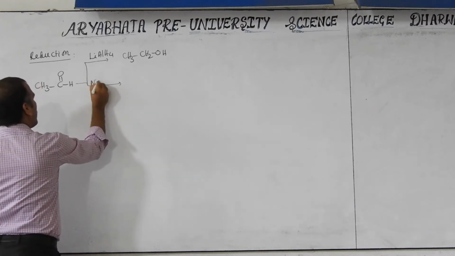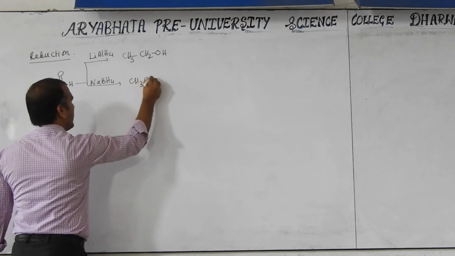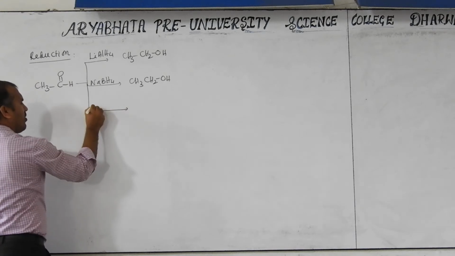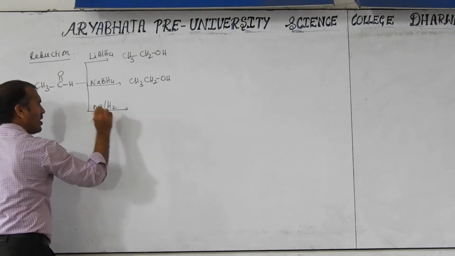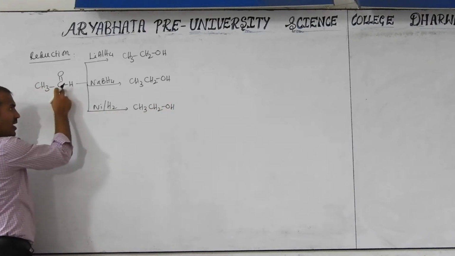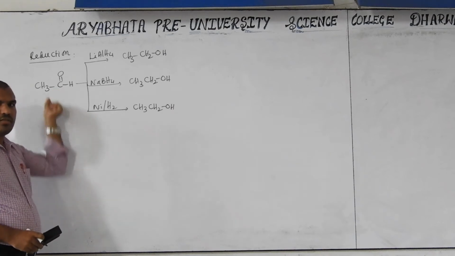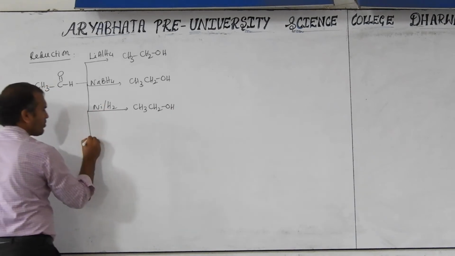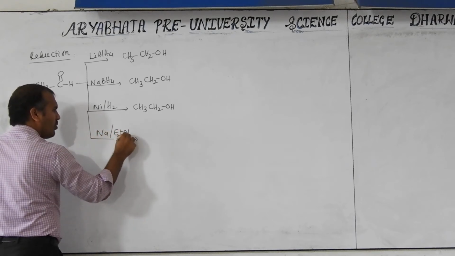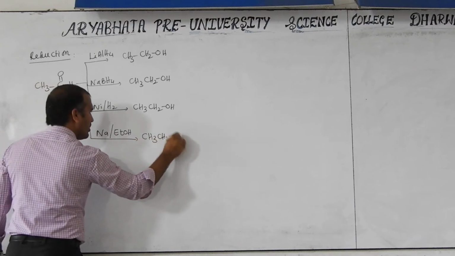If you take sodium borohydride, it again forms the same alcohol, CH3, CH2OH. Next, nickel and hydrogen also form CH3, CH2OH. There is no need to write the same reaction again. Next, sodium in ethyl alcohol. EtOH means ethyl alcohol. Again, it is the same product, CH3, CH2OH.